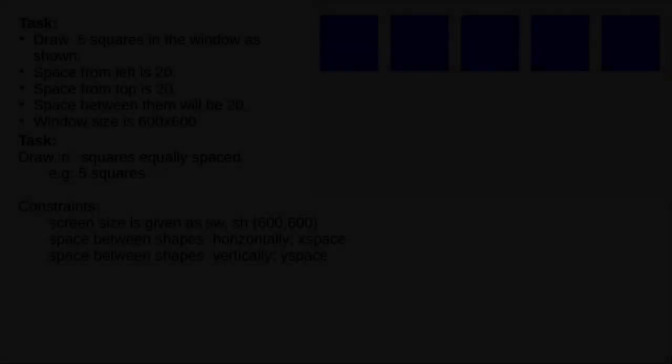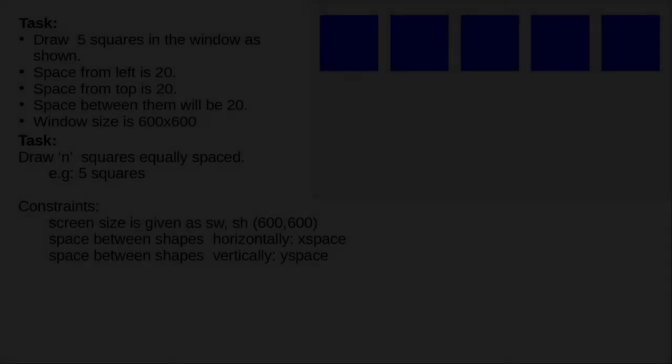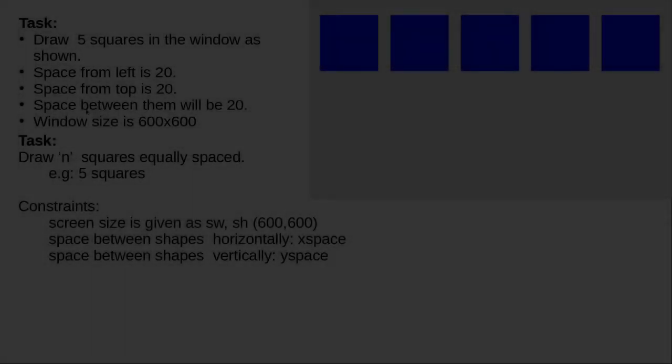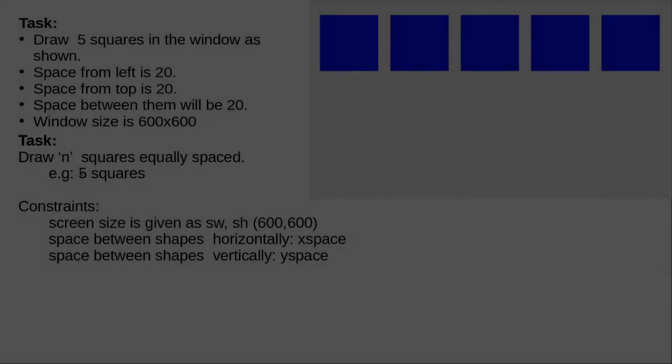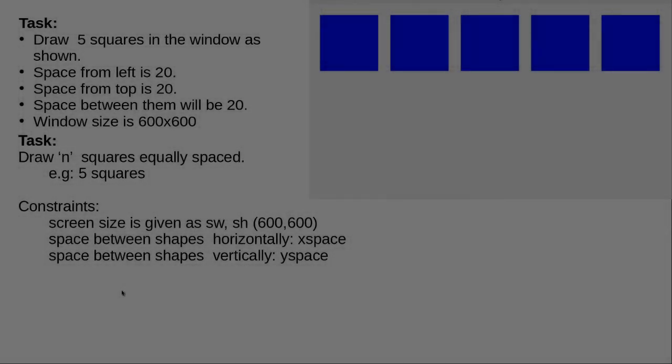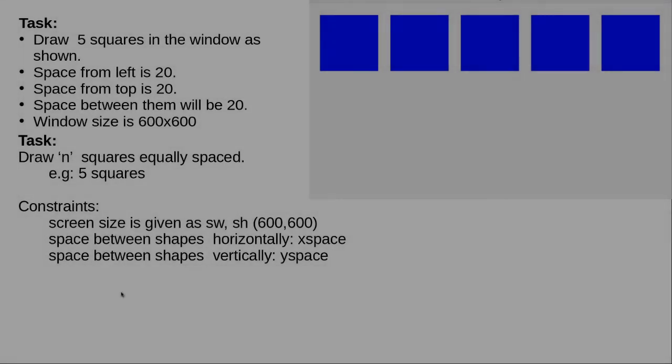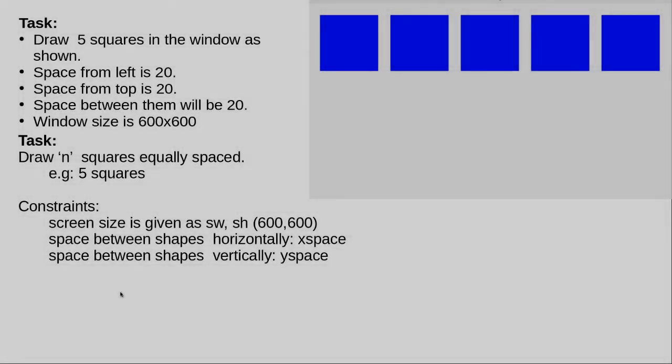Now the same task we will generalize, which is more suitable to design a problem that can be generic. Instead of showing the previous one, we will now generalize the same task, and the second description is here. We want to draw n squares equally spaced on the screen. In this case n will be 5. It means 5 squares equally spaced. Then the constraint is that the screen size is given as SW and SH. It will be assigned to be 600, but it is a variable so that the design can be generalized.